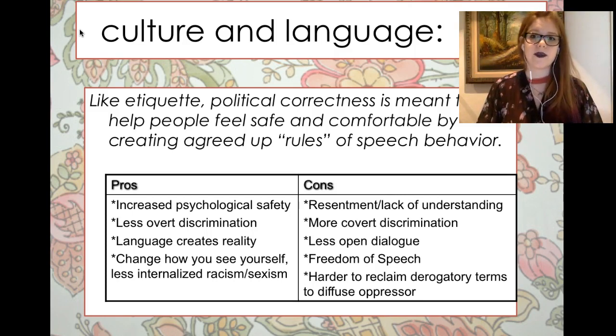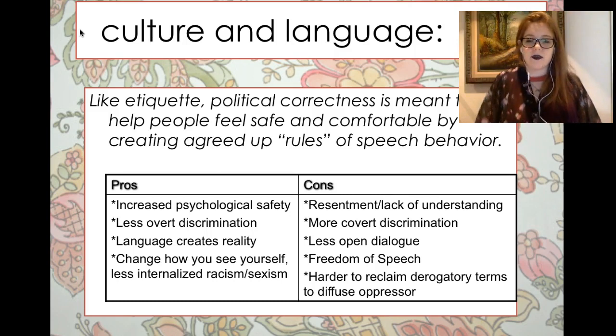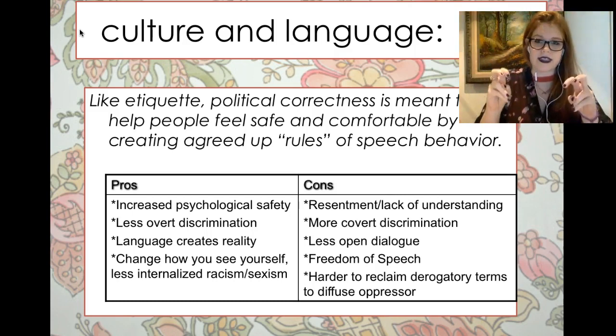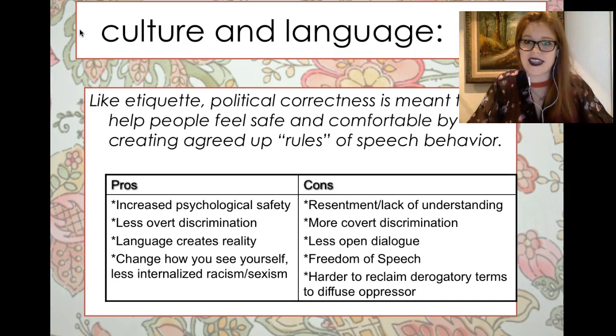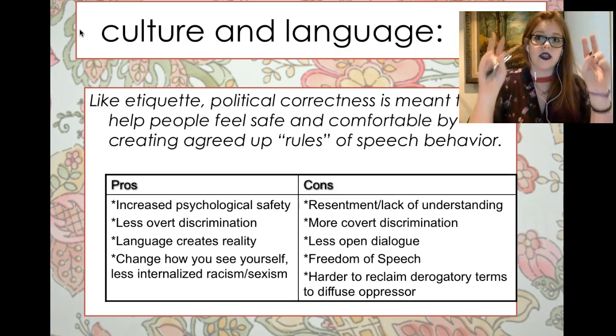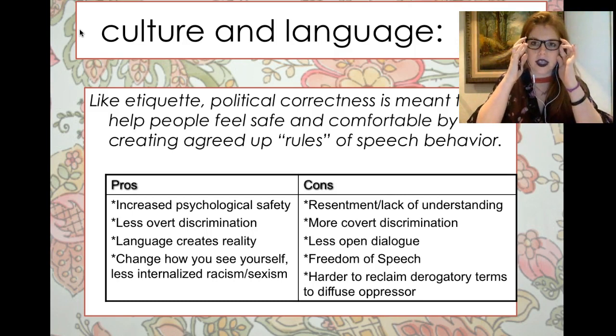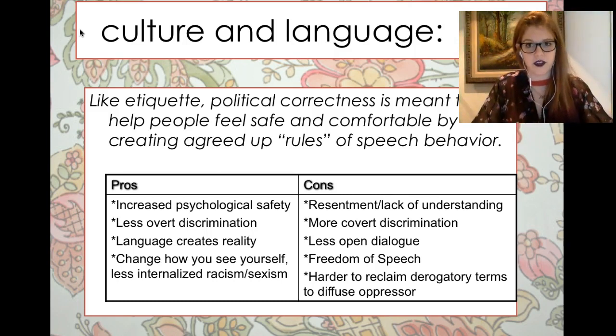The next one is less open dialogue. When people feel resentment or like they're going to be attacked for their ideas because they can't figure out the right way to say them, they're less likely to say anything at all. And that's a problem. If political correctness is meant to help people feel safe, then we should create spaces in which non-politically correct speech can be uttered with the intention of being corrected.